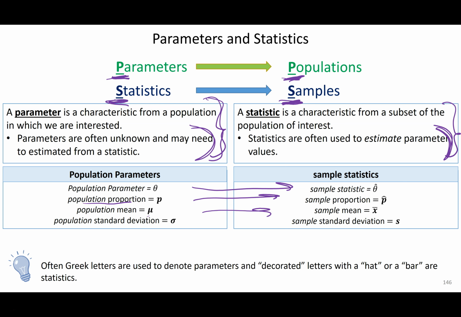A sample statistic will have a hat. So it is theta, but theta hat. A hat means this was calculated using sample information. Anytime you see a hat over any letter, it means this was calculated using sample information. So sample proportion, that's a p hat. Sample mean, we use x bar. Sample standard deviation, we'd use s. So in general, if you see a hat or a bar, we are talking about a sample.